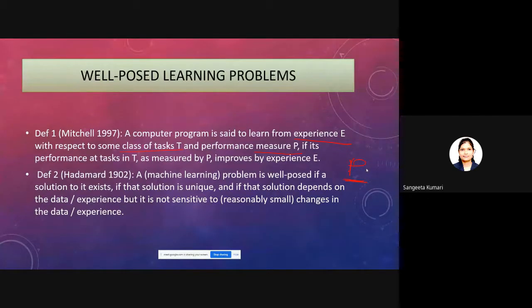And the second definition, which is way older than this one, is from Harvard. It says that a machine learning problem can be considered well posed if a solution exists to it, and that solution should be unique, and if that solution depends upon data or experience, it is not sensitive to small changes in data and experience.